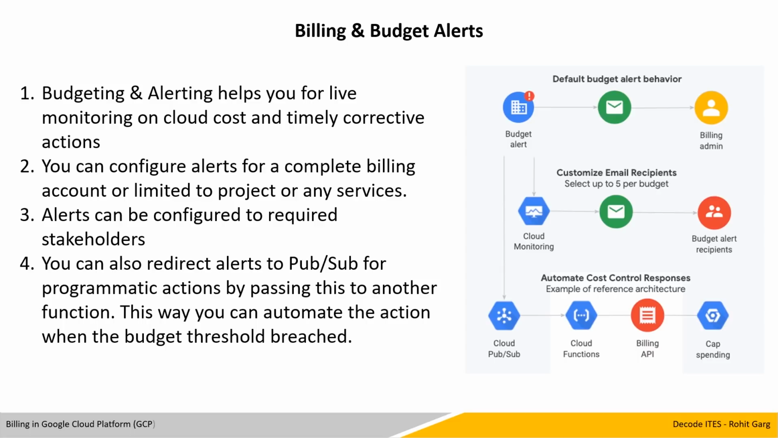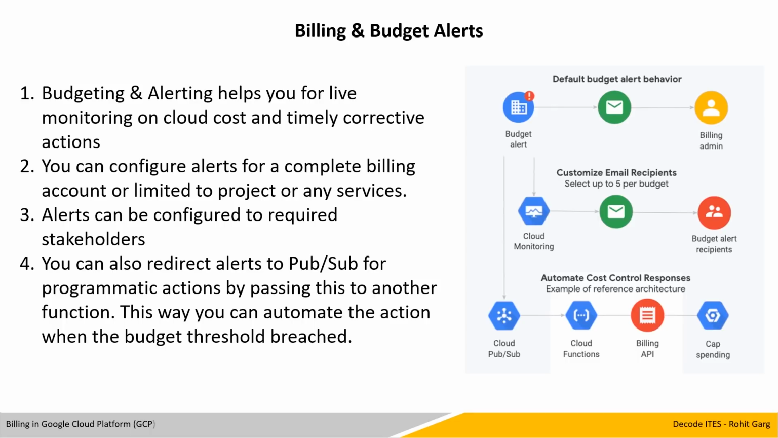Alerts can be configured for stakeholders as well as for Pub/Sub. Pub/Sub is a global messaging solution which can redirect your alerts to Cloud Functions, which can be further used for automatic actions. That means in case you want a particular action to be taken when your threshold is breached, you can plan it using Pub/Sub.